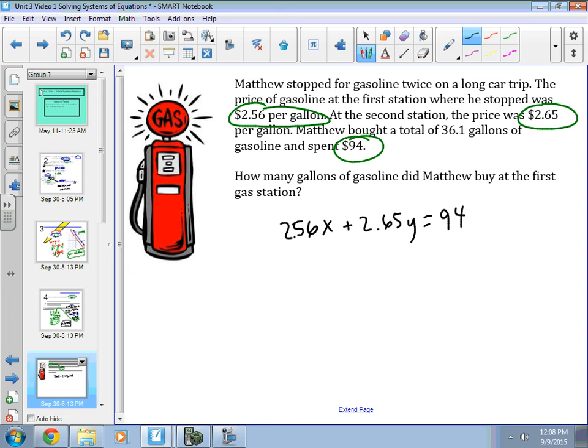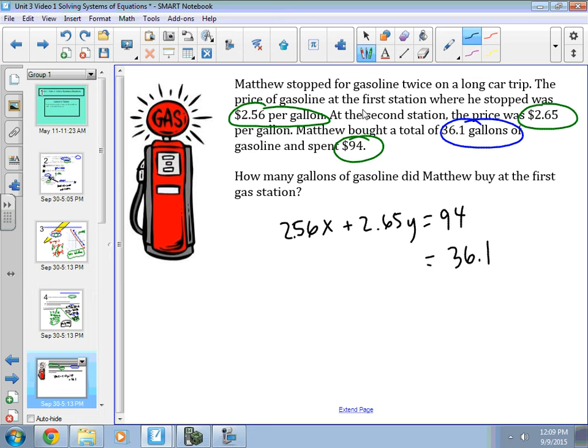All right, but we need another one because we got two variables. We can't solve two variables unless we have two equations. The other thing we know is that he bought a total of 36.1 gallons of gasoline. Again, that's a total. So just like 94 was a total, let's put 36.1 as a total. But what do we put this equal to? Do we again want to put this in there? Nope. We don't want to do that because we've already dealt with the money side of it.